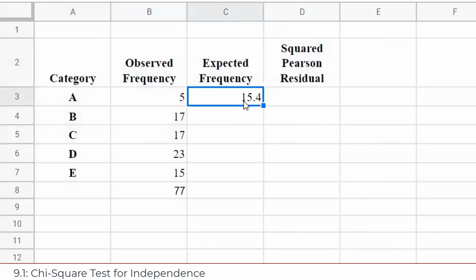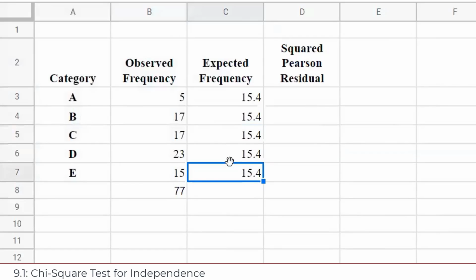And so I would expect that there would be 15.4 A's and 15.4 B's. So I would expect 15.4 of each one if they're equally distributed. So we may ask, is this a fair dice? If we roll it 77 times and there's 5 different categories, we would expect each category to come up about 15.4 times. And clearly, our observed frequencies don't match that.